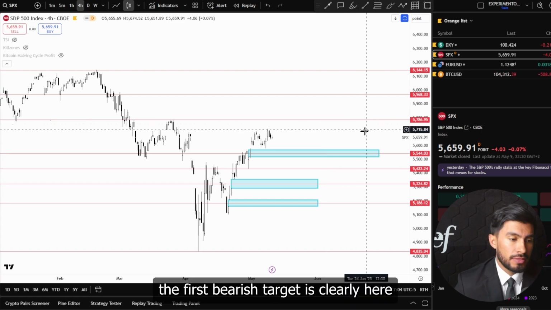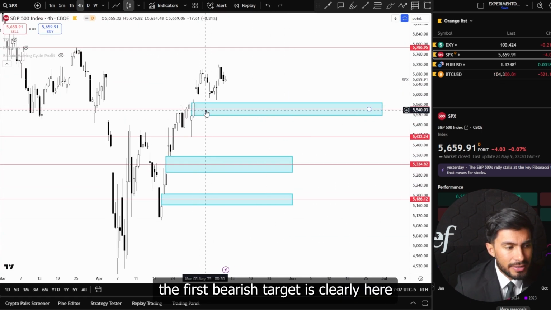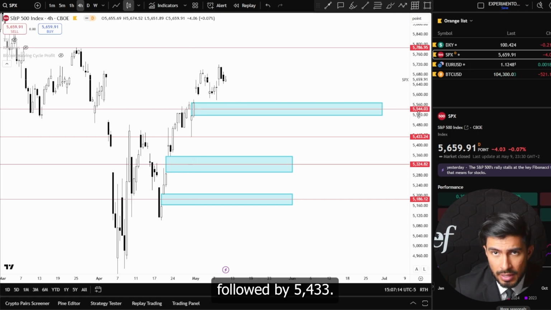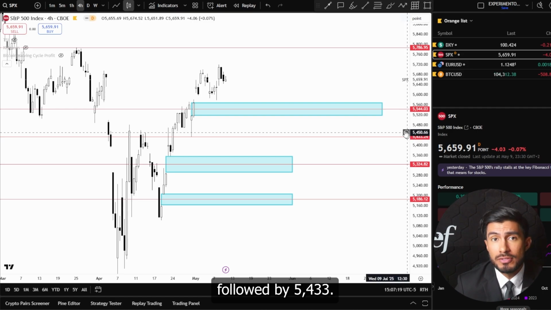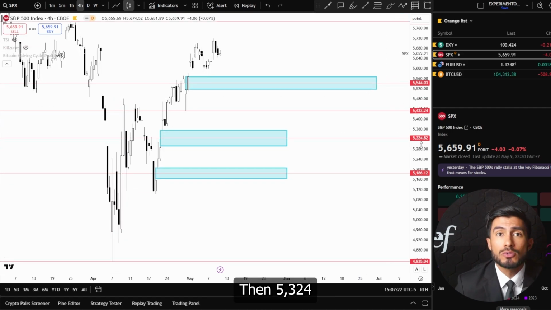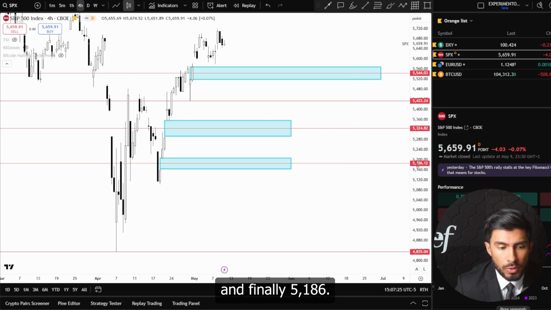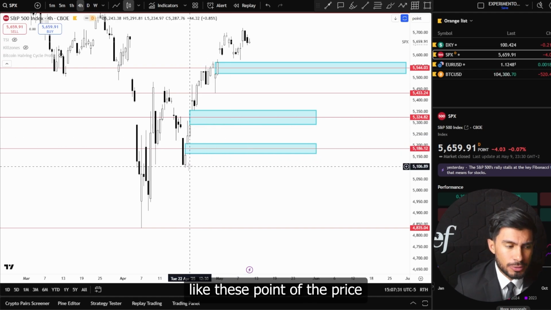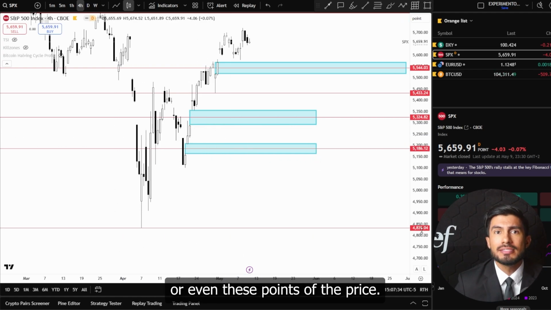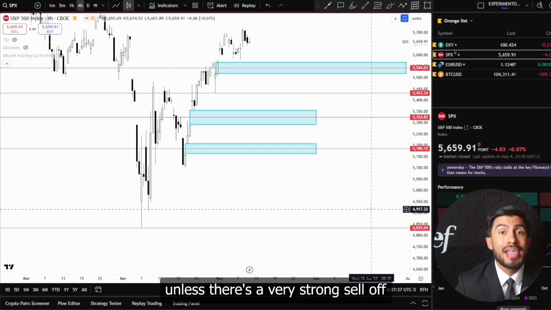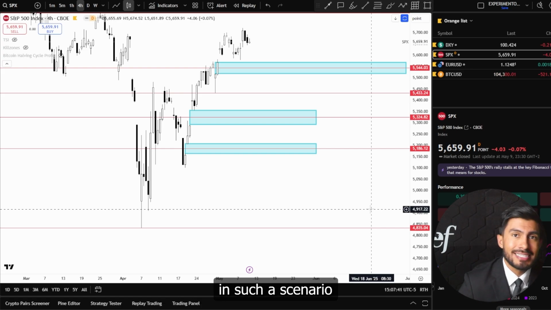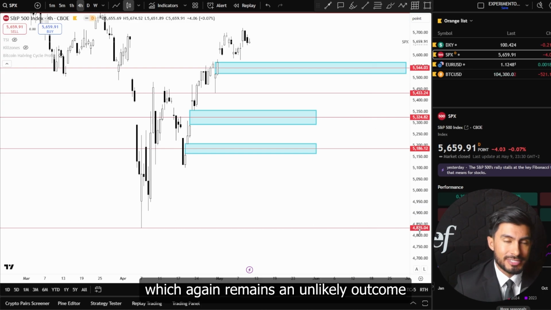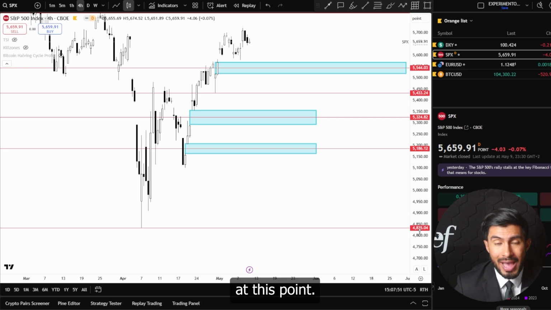In that case, the first bearish target is clearly here, located at this fair value gap at 5,544 USD, followed by 5,433, then 5,324, and finally 5,186. While there are lower targets beyond these, like this point of the price or even this point of the price, it's unlikely we will reach them unless there's a very strong sell-off. In such a scenario, we need to break the key support at 4,835, which again remains an unlikely outcome at this point.